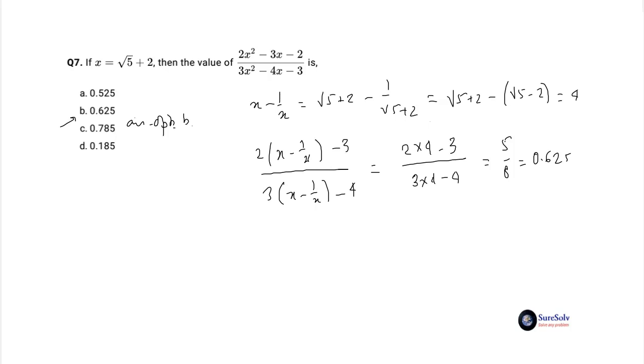These two terms have a special pattern. For both 2x square and minus 2, the coefficients are same, which is 2, and the difference in powers of x is also 2. The same rule is true for 3x square and minus 3. That's why we could form the expression x minus 1 by x out of these pairs of terms. Let's solve the next problem.